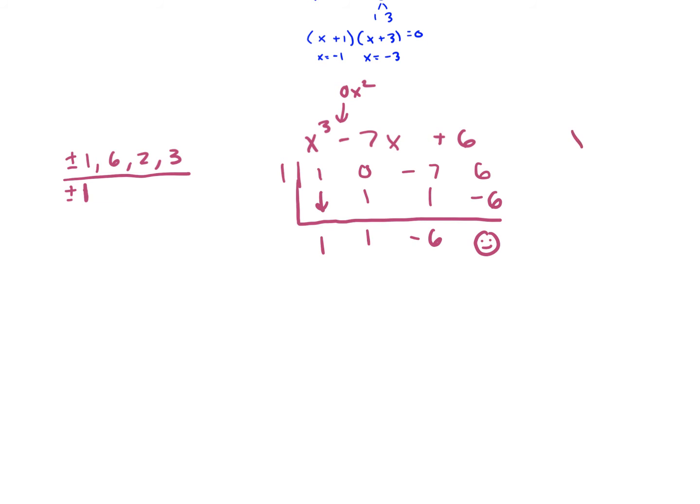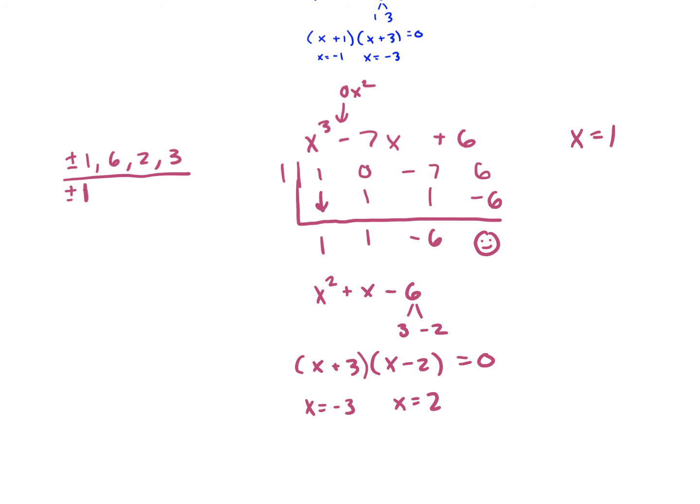So x is equal to 1 is one of our answers. What can I do to find another answer? x squared plus x minus 6. I can just factor this. So do I have two factors of negative 6 that add to positive 1? 3 and negative 2. So I have x plus 3, x minus 2. Set them both equal to 0. So x is equal to negative 3 and x is equal to 2. So in addition to the one that I just found, I have negative 3 and 2. So these are all of my zeros.